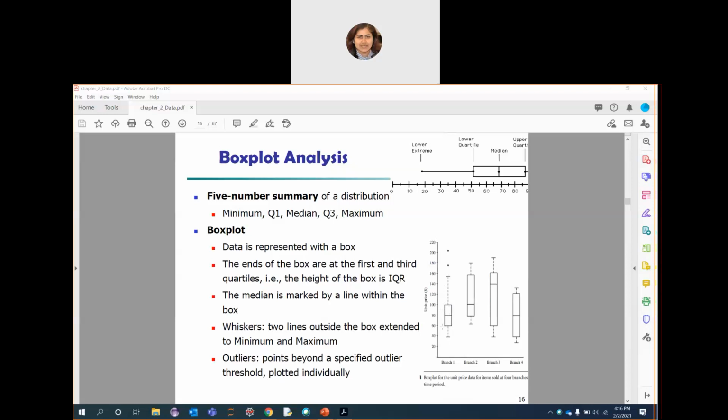From this you can understand that the 25th percentile of the data begins at the unit price of $60, and the maximum ranges up to somewhat below 160, 158 or 159 or so. So from this you can learn how the data is distributed. This type of plot is called a box plot.